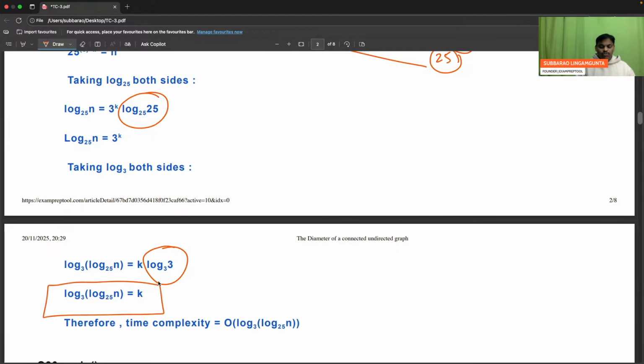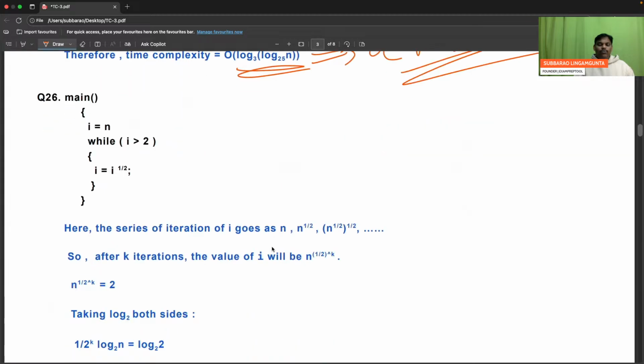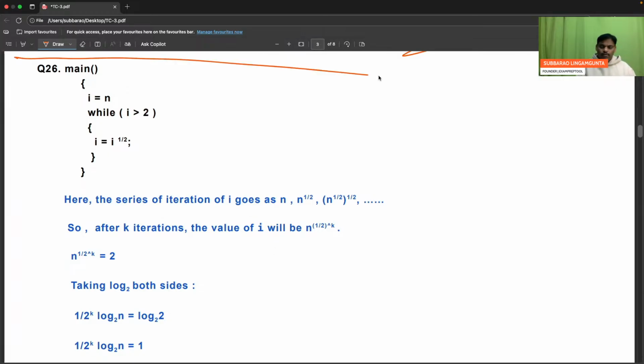The inner base is 25, the outer base is 3. If it is there in the options, it's okay. Otherwise, the answer is log of log n base 2. If this is already there, it's okay. Otherwise, the base you need not write. So question number 25 is also over. Go to question number 26.